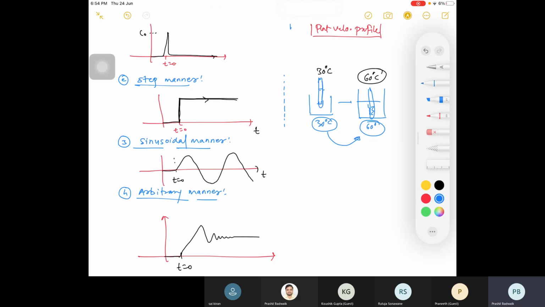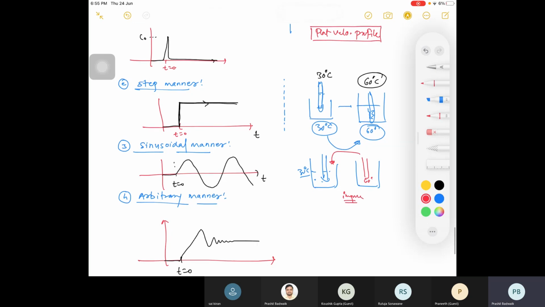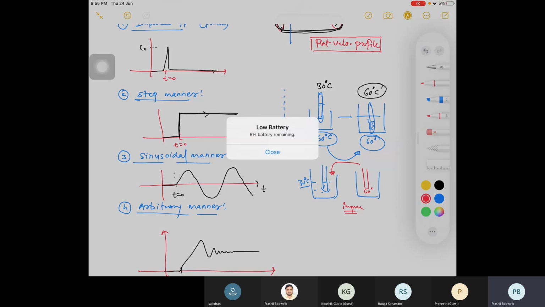And what will happen in impulse manner? You first put the thermometer in 30 degrees Celsius liquid. You suddenly picked it up, put it into your 60 degrees and again you did the step back, right? You put it back into the 30 degrees Celsius. So this is your impulse manner. So these were the types of inputs of tracer, the ways of injection of tracer. Okay, so this is about it.